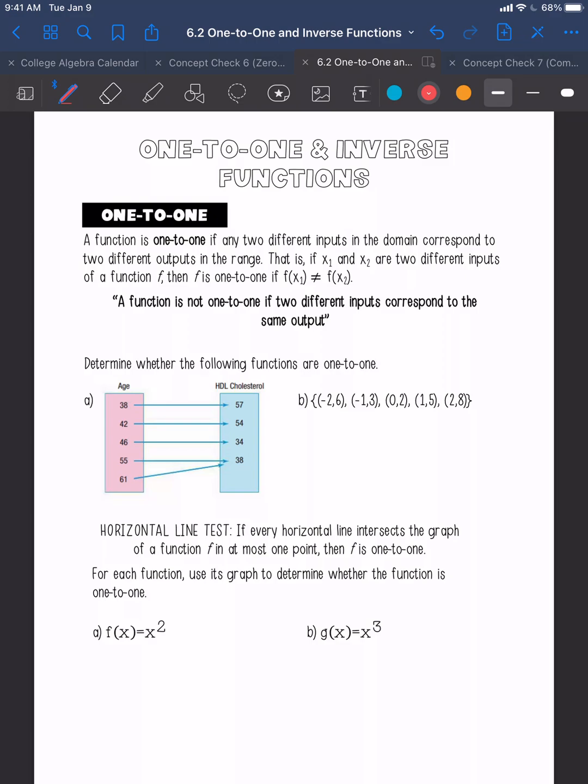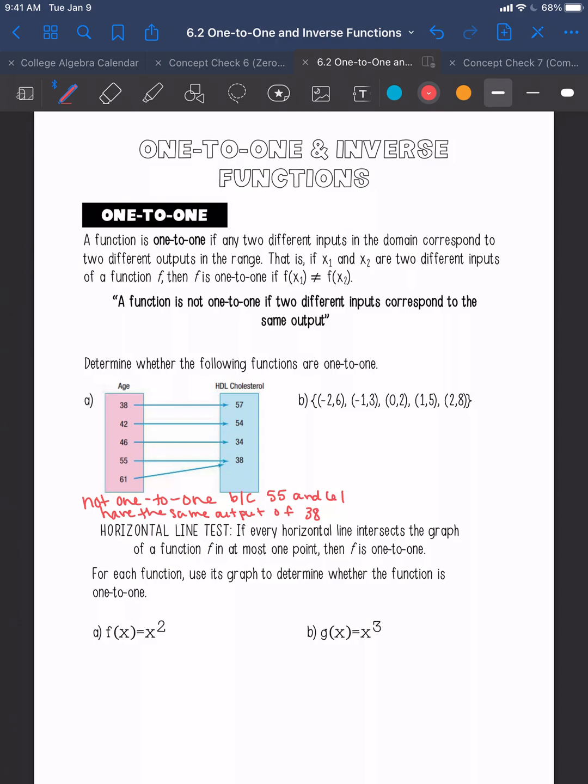The age compared to HDL cholesterol is not one-to-one. And that would be because 55 and 61 have the same output of 38. So since they both have the same output of 38, then it is not one-to-one. So it is a function because there's no repeat in the x values, but think of it, there's a repeat in the y values, so it's not one-to-one.